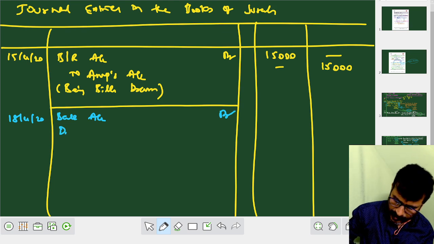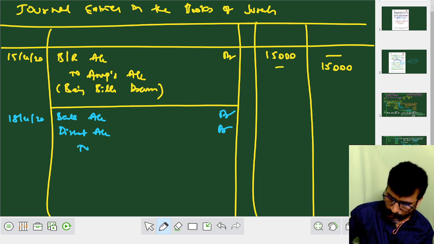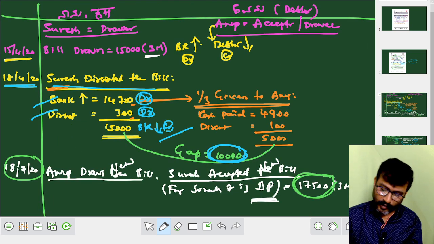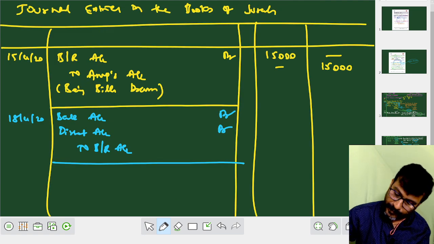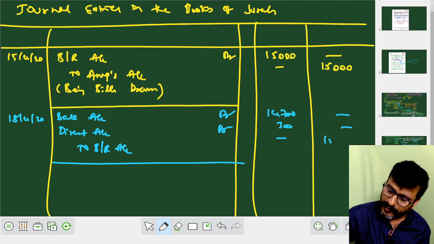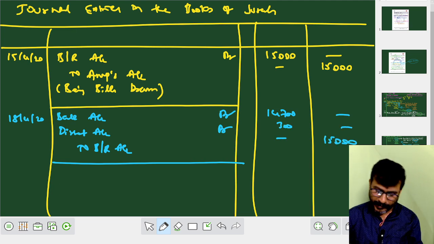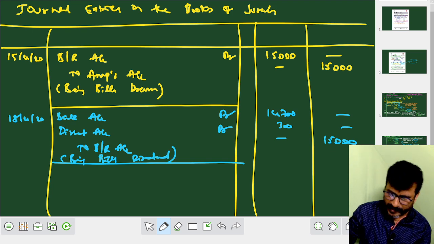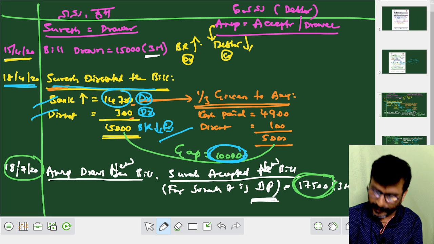Bank account debit, discount account debit, to bills receivable account. It is discounted for 14,700. Discount is 300, 15,000. Being bills discounted. Fine. What happened next?